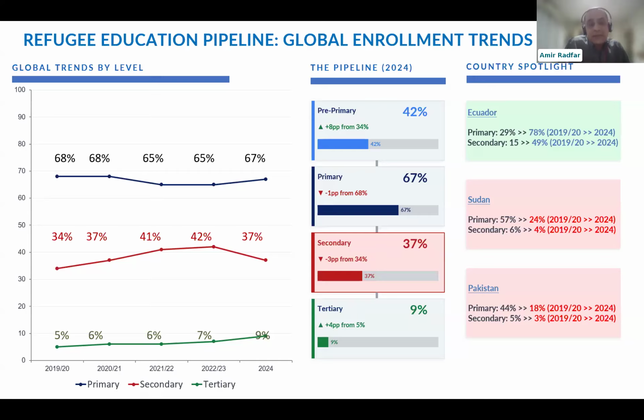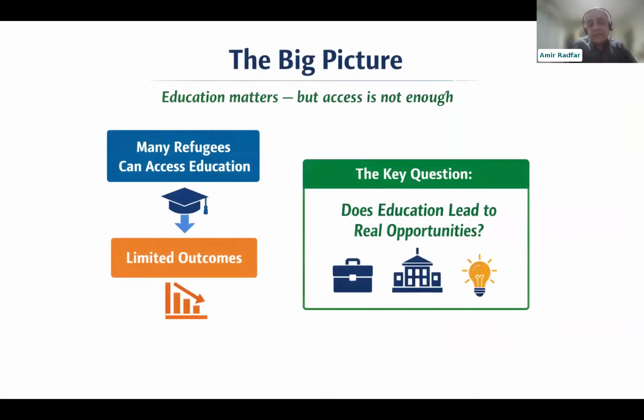But as we keep saying, it's not just about access, because the challenge becomes very clear when we look at the outcome of education, specifically after secondary education and after tertiary education, because we believe that after all these education programs, specifically for tertiary education, we are really expecting to see good incomes. So the big question for all of us, specifically for refugees, is: what is happening after this access?